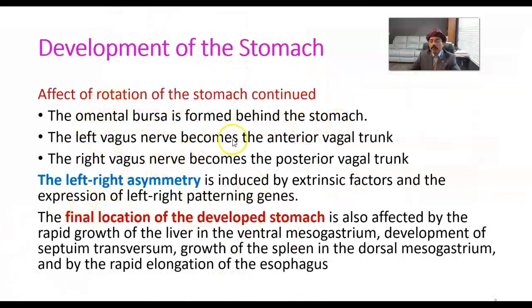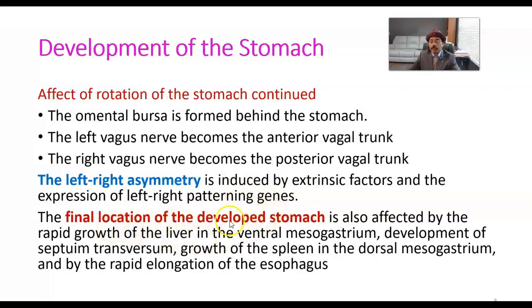The left vagus nerve becomes the anterior vagal trunk. The vagal trunk is composed of vagus nerve mostly, but it also receives some sympathetic fibers. The right vagus nerve becomes the posterior vagal trunk. This is mostly the right vagus nerve plus some sympathetic fibers. Due to rotation, the right vagus nerve becomes the posterior vagal trunk. Left-right asymmetry is induced by extrinsic factors and by the expression of the left-right patterning genes.